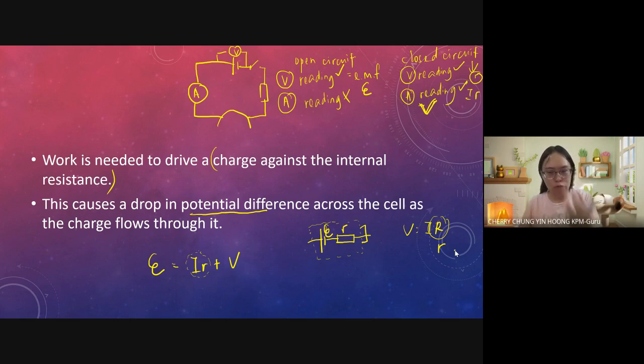Why do we change this R to a small r? Because this is the potential difference remaining in our battery. You have to understand that in an open circuit, your EMF is the full 1.5 volts. But when it is connected in a closed circuit, you have a voltage drop in the voltmeter reading. Why? Because there is an internal resistance acting against it.